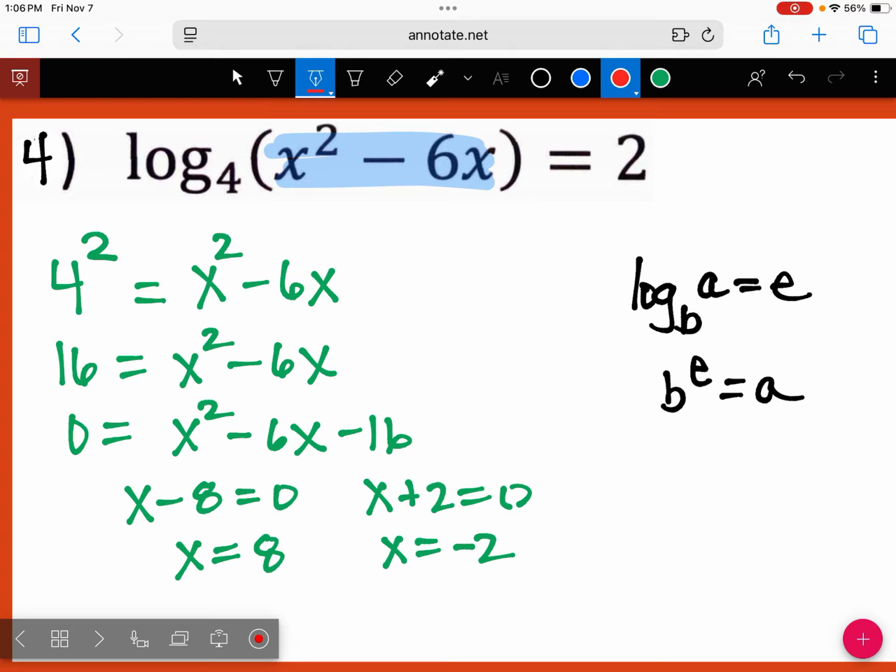I don't care what the number is. It just has to be positive. So because that's positive, I can keep the 8. That is one of my answers. Now let's do the same thing with negative 2. Negative 2 squared would be 4. And then negative 6 times negative 2 is 12. So that would be 16. So this is also positive. Please remember, if you're using your calculator, you have to put that in parentheses.